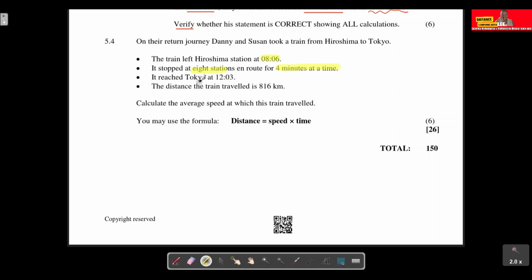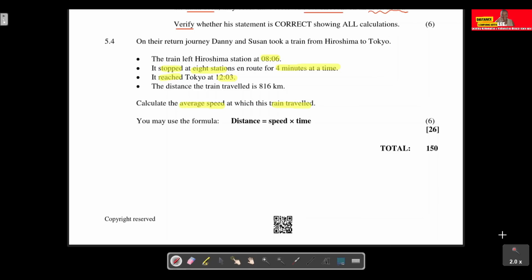And we're told that the train reached Tokyo at 12:03. The distance the train traveled is 816 kilometers. Calculate the average speed at which the train traveled.